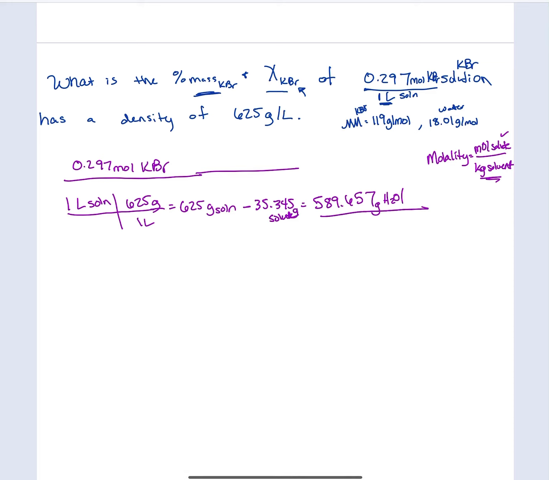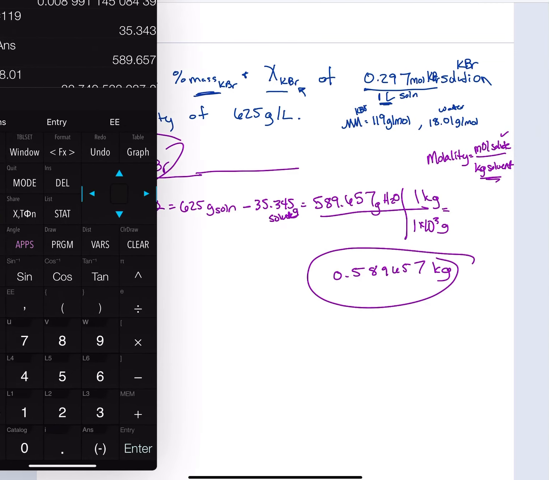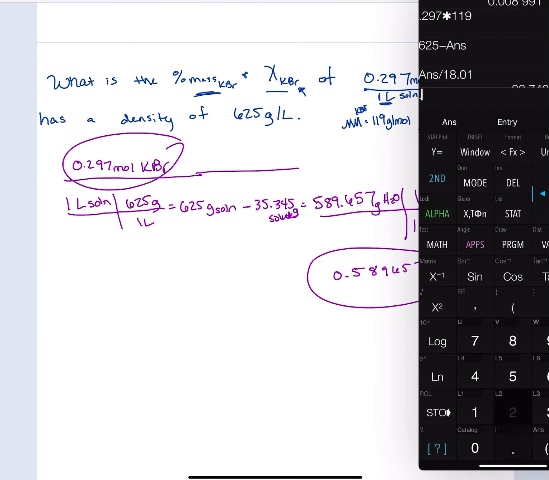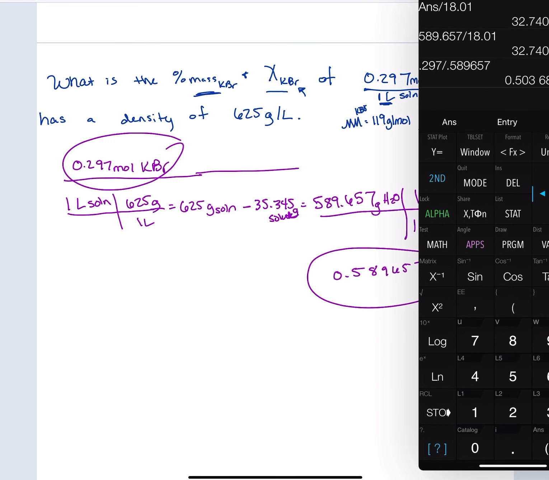So we just need to convert this into kilograms of solvent. In 1 times 10 to the 3rd grams, we have 1 kilogram, or you might be able to do that in your head: 0.589657 kilograms. So we just take this number, divide it by this number, and then we'll have our answer. So 0.297 divided by 0.58965, and round it to 3 sig figs, so molality is 0.503.